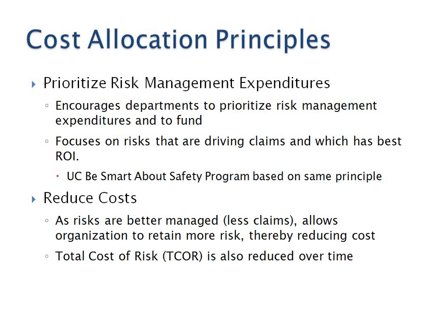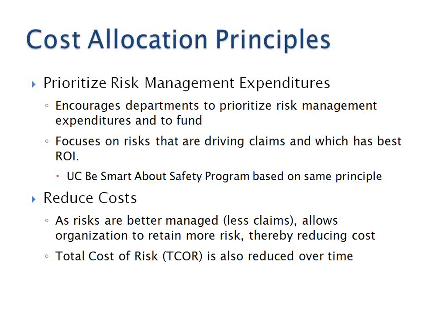It's reducing that, which really goes down to the next item, which is, obviously we want to reduce costs. And so as risks are better managed, which means we're having less claims, and that's what Be Smart also did, it allows the organization to retain more risk, thereby reducing cost. So the idea being that as an organization, maybe we're fully insured at one point, and then we go to a $10,000 deductible, and then a $50,000 and $100,000, and ultimately, just like the UC system, where we have a $5 million SIR, at some point we can continue to try to reduce our risk or retain more risk because our programs are being effective.